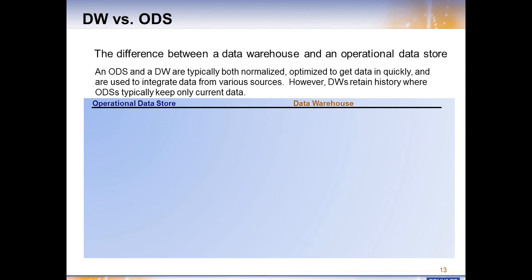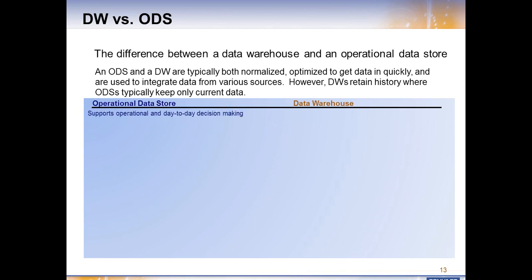So that was the data warehousing discussion. I'm going to briefly talk here about the ODS and the data warehouse. Typically, as we say here, they're both normalized structures, but the data warehouse environment is going to retain history, whereas ODSs usually only keep the most current data.